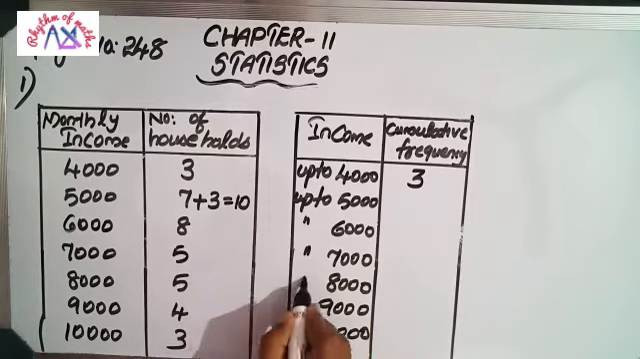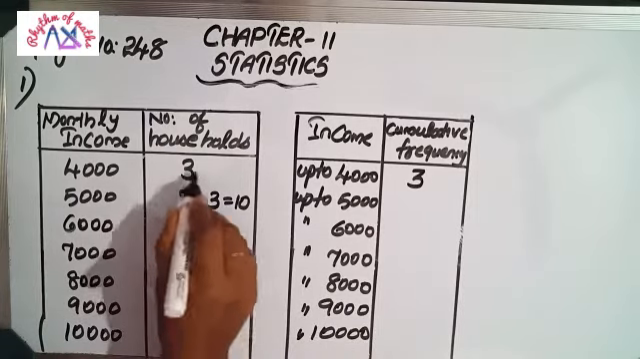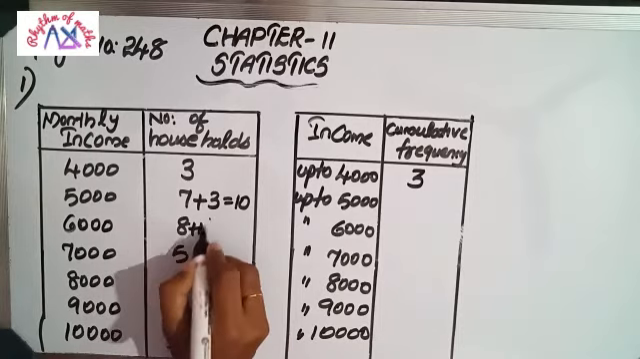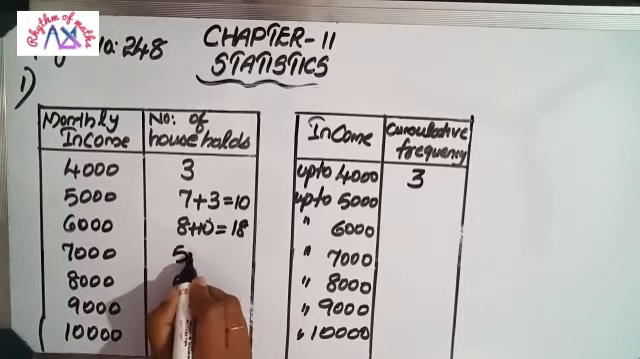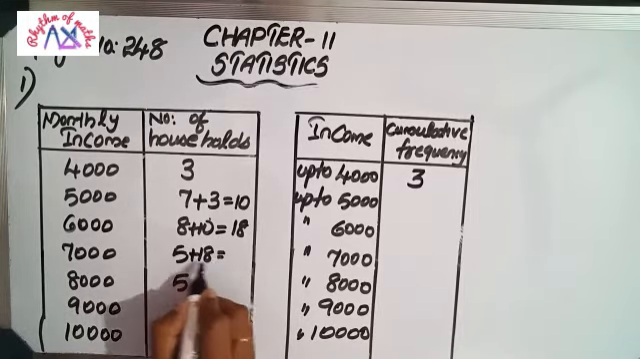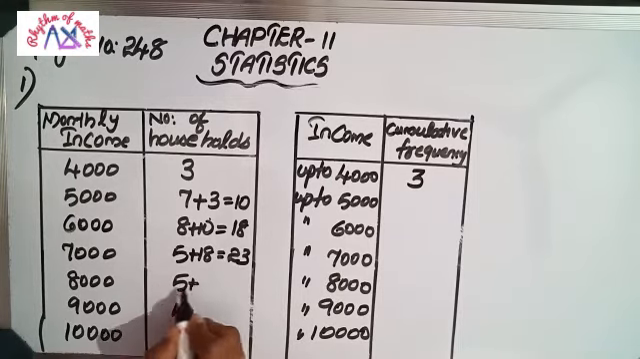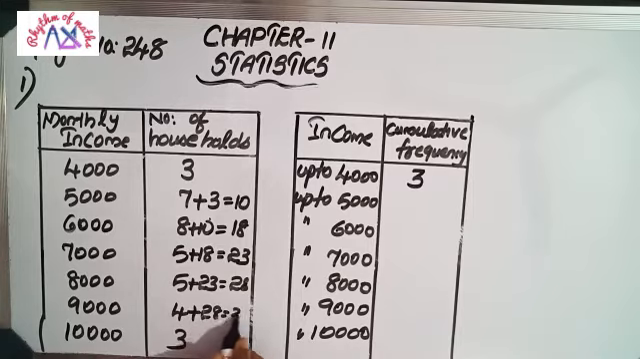Okay, in order to find cumulative frequencies, first is 3. Then that 3 you have to write here. So 7 plus 3, 10. Then 8 plus this 10, so the answer is 18. Then take this 18 to the next side. That is 18 plus 5, that is 23. Now take this 23 along with 5, so 23 plus 5, 28. Then 28 plus 4 is 32. Then 32 plus 3, 35.